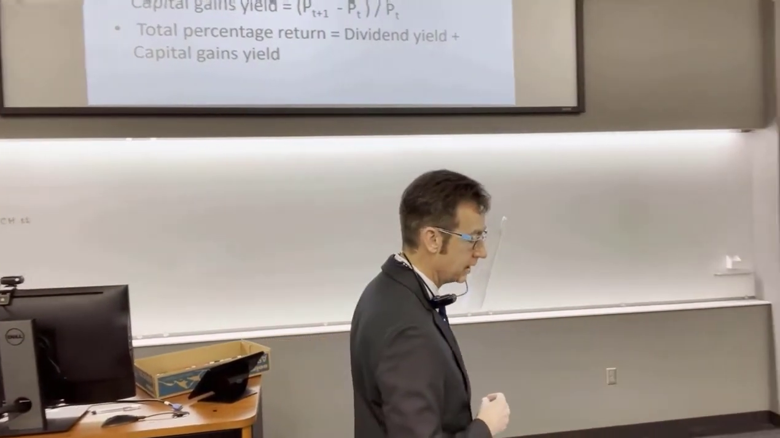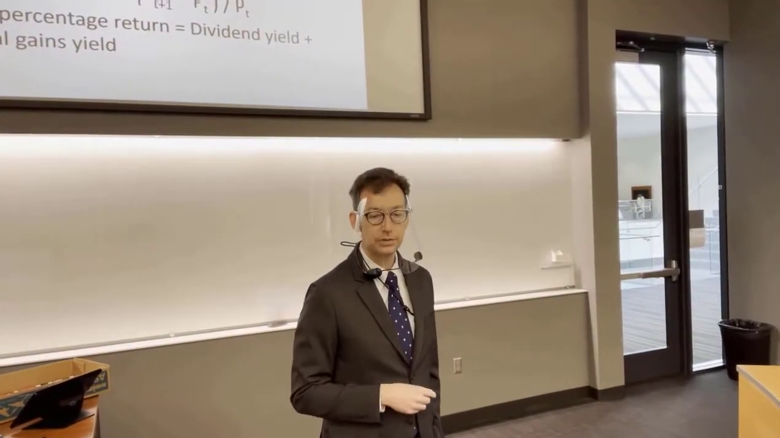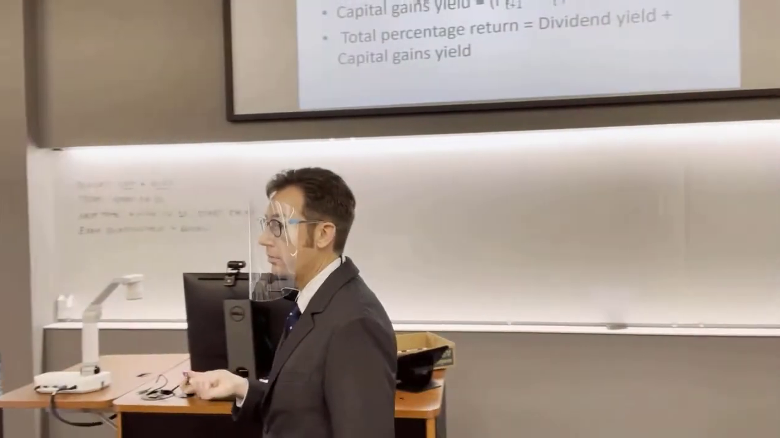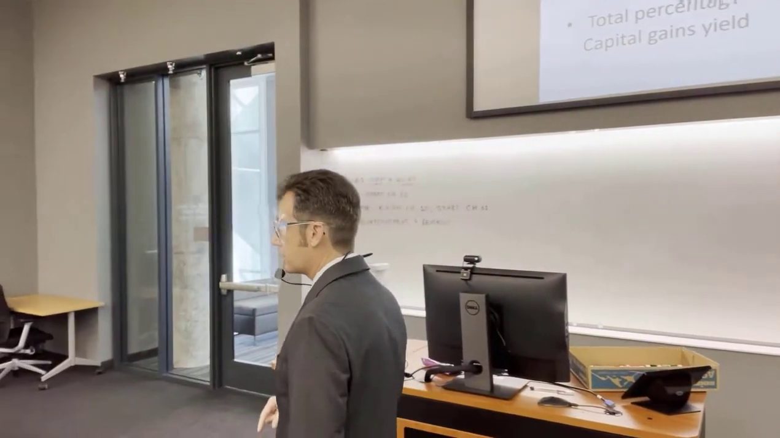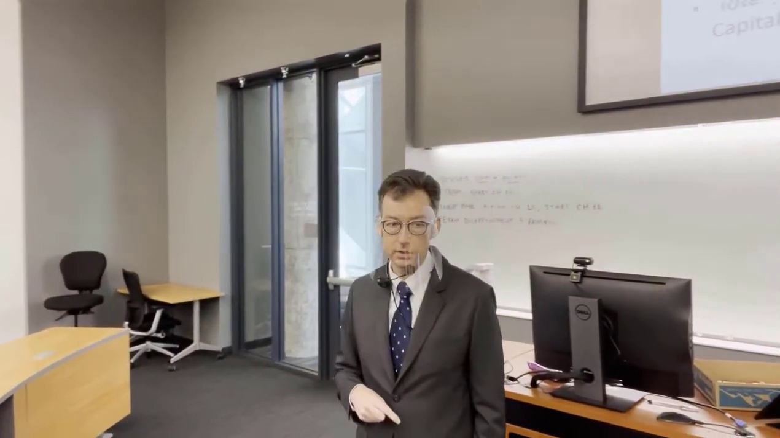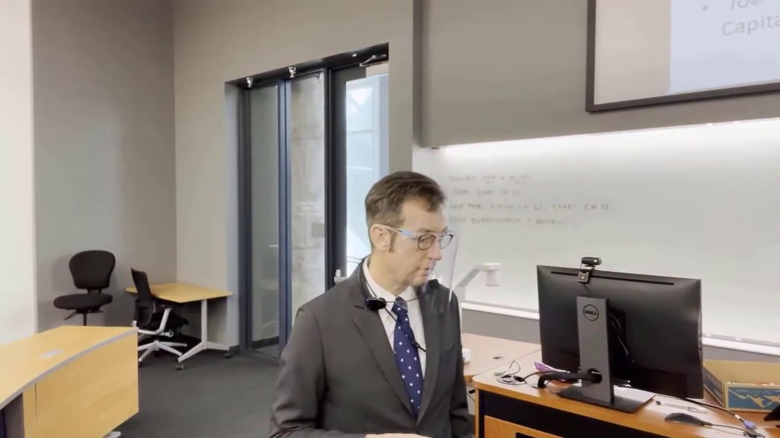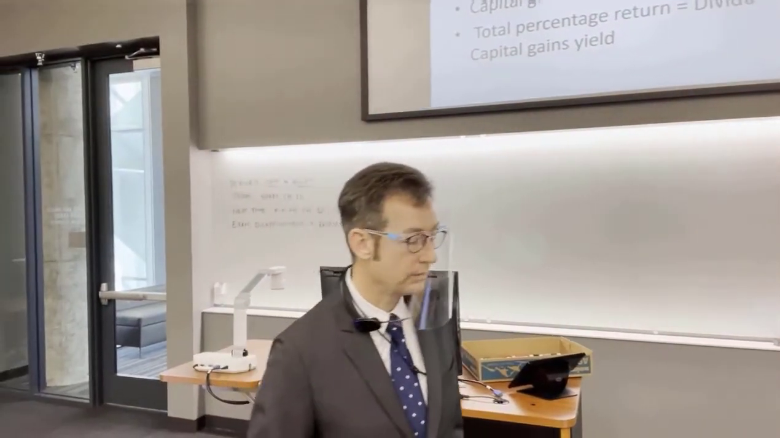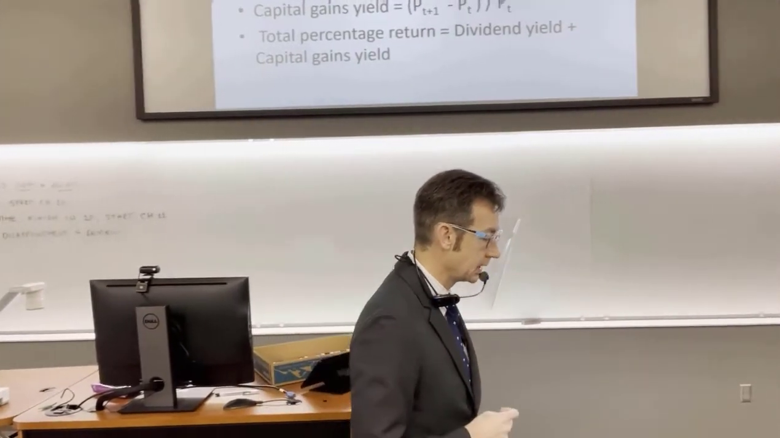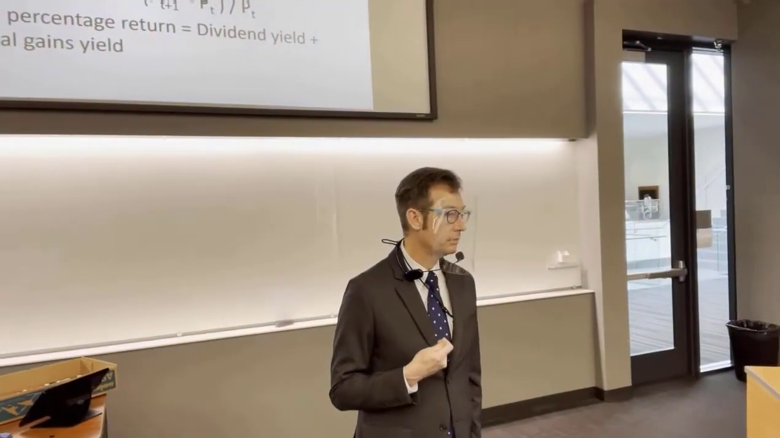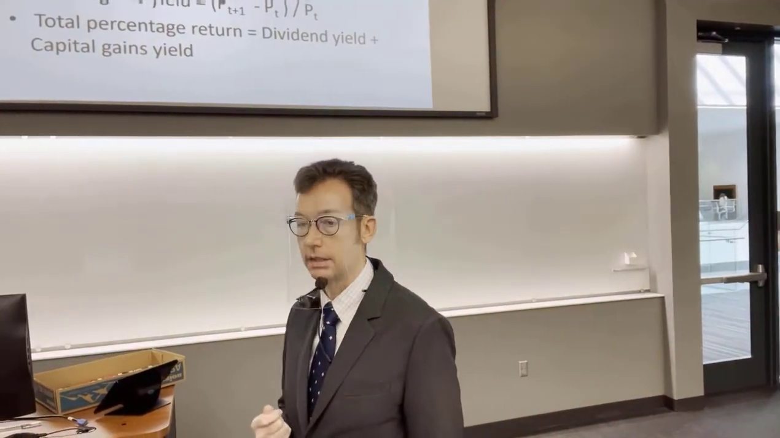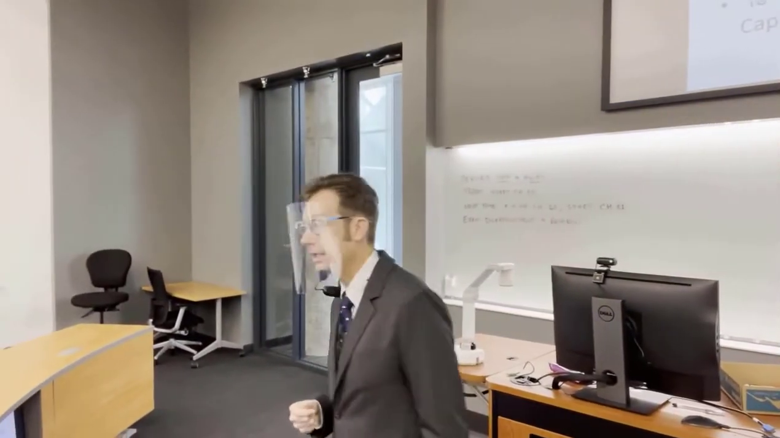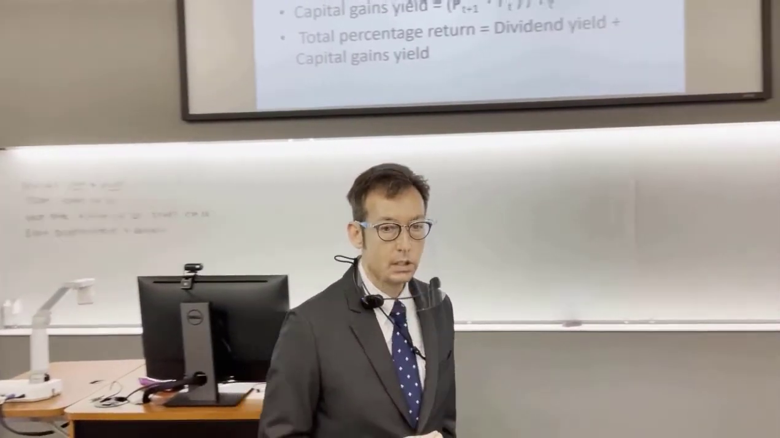Okay, the percentage return for capital gains is called the capital gains yield. And it's a little more complex. We have to take the price at the end of the period, subtract the price at the beginning of the period, and divide by the price at the beginning of the period. The way that people typically screw this up is by dividing by the price at the end of the period, but that's wrong because that does not represent what we've had to invest in order to get the capital gain. And we can get our total percentage return simply by adding together the dividend yield and the capital gains yield. Are there any questions?